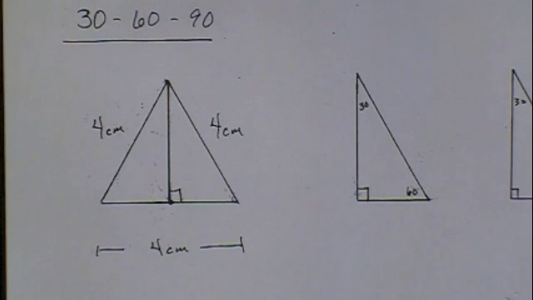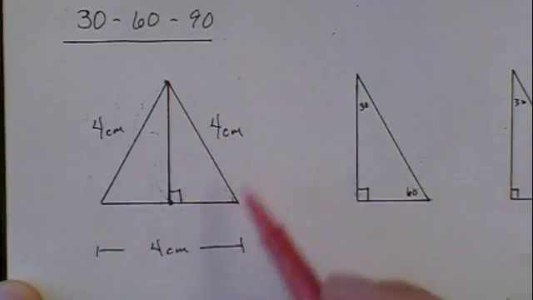For this investigation, we're looking at another special right triangle. This is a 30, 60, 90 triangle. But first we're going to start with an equilateral triangle. Remember, equilateral triangles have all sides that are the same length, and they're also equiangular. So we have here an equilateral triangle.